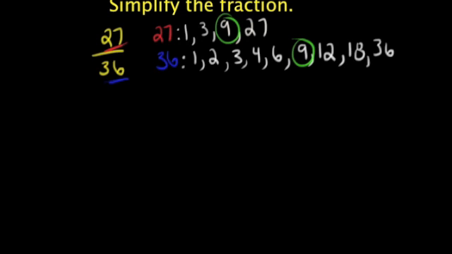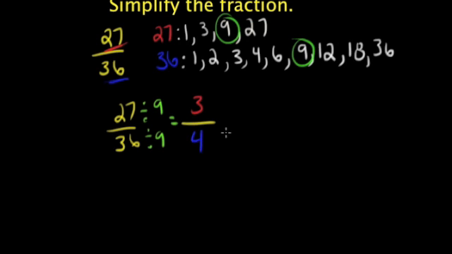So let's go ahead and do that. Go ahead and rewrite my 27/36, and we're going to divide both of those numbers by 9. So let's go ahead and divide the numerator by 9 and the denominator by 9, because what you do to the top you must do to the bottom. Simplifying is just another way of doing equivalent fractions. So 27 divided by 9 is going to give us 3. 36 divided by 9 is going to give us 4.